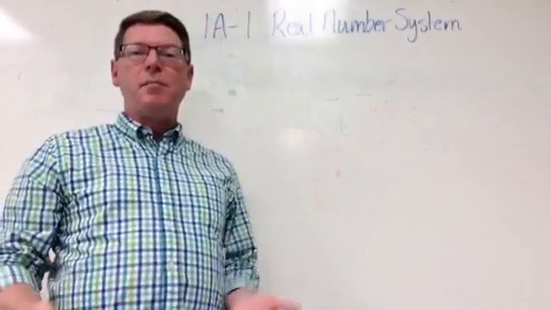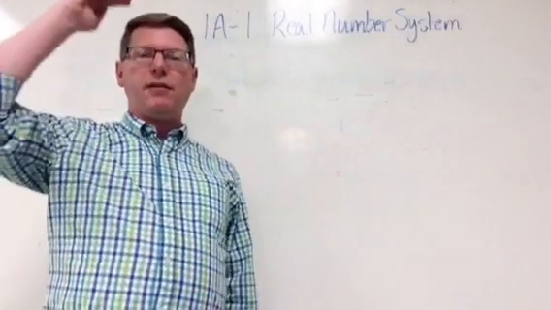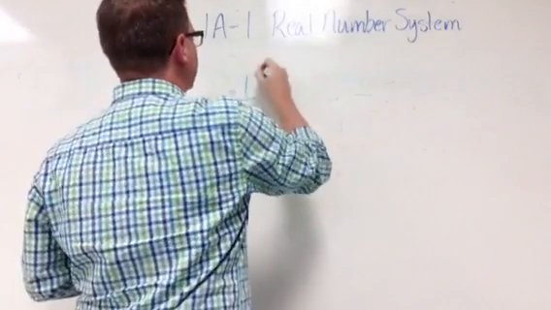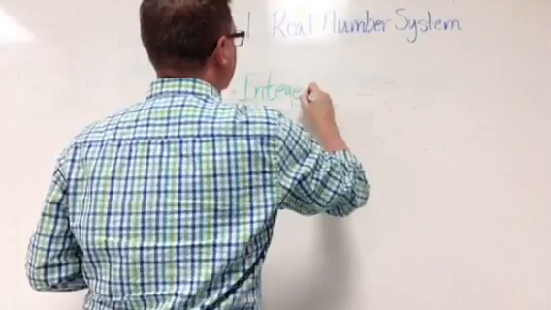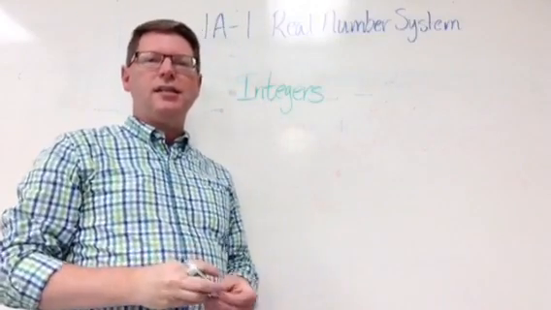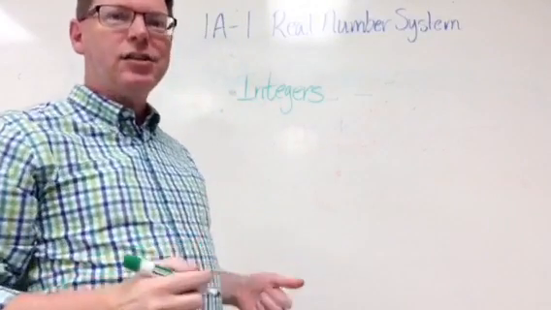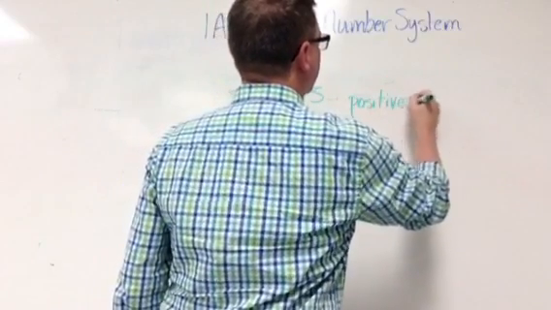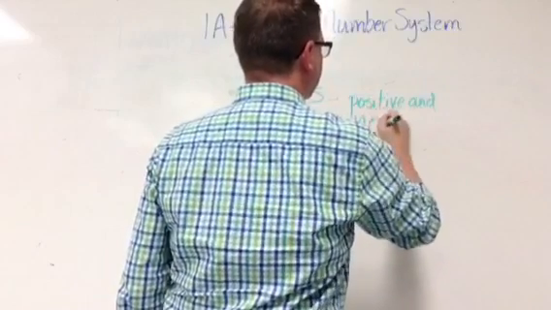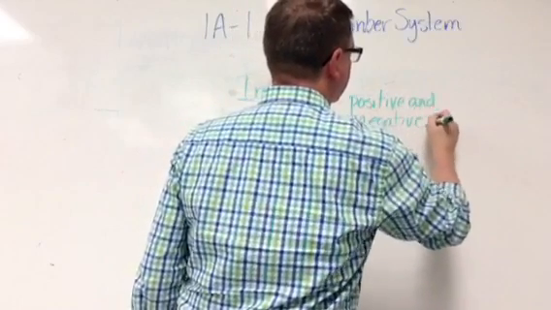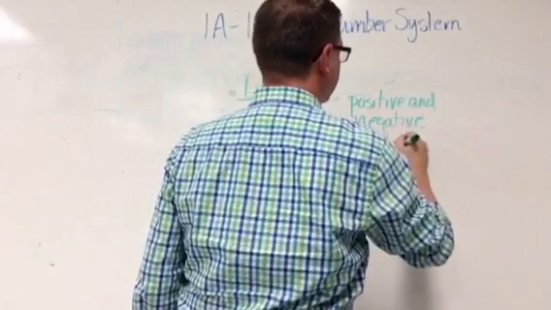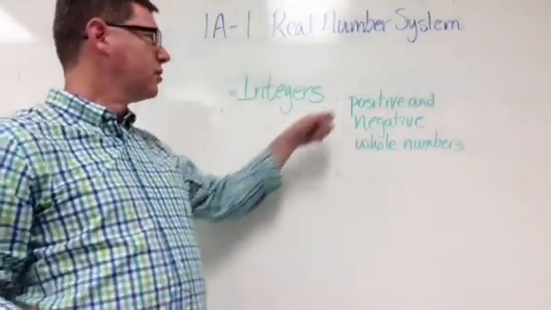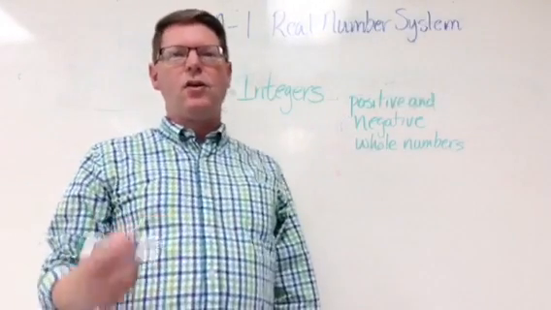Now the next type of number that we have in our real number system, after we have our natural numbers and then our whole numbers, well, the next set of numbers are integers. Integers, I-N-T-E-G-E-R-S. Integers are positive and negative whole numbers. I'll give you a minute to write that down. Integers are positive and negative whole numbers.